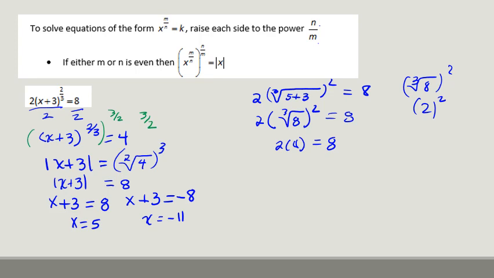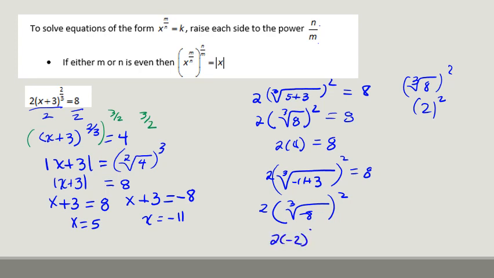If I put in -11, 2 times the cube root of -11 plus 3 squared equals 8. So I get 2 times the cube root of -8 squared. The cube root of -8 is -2, but -2 squared is 4, and again 2 times 4 is 8, so actually both of these are solutions.